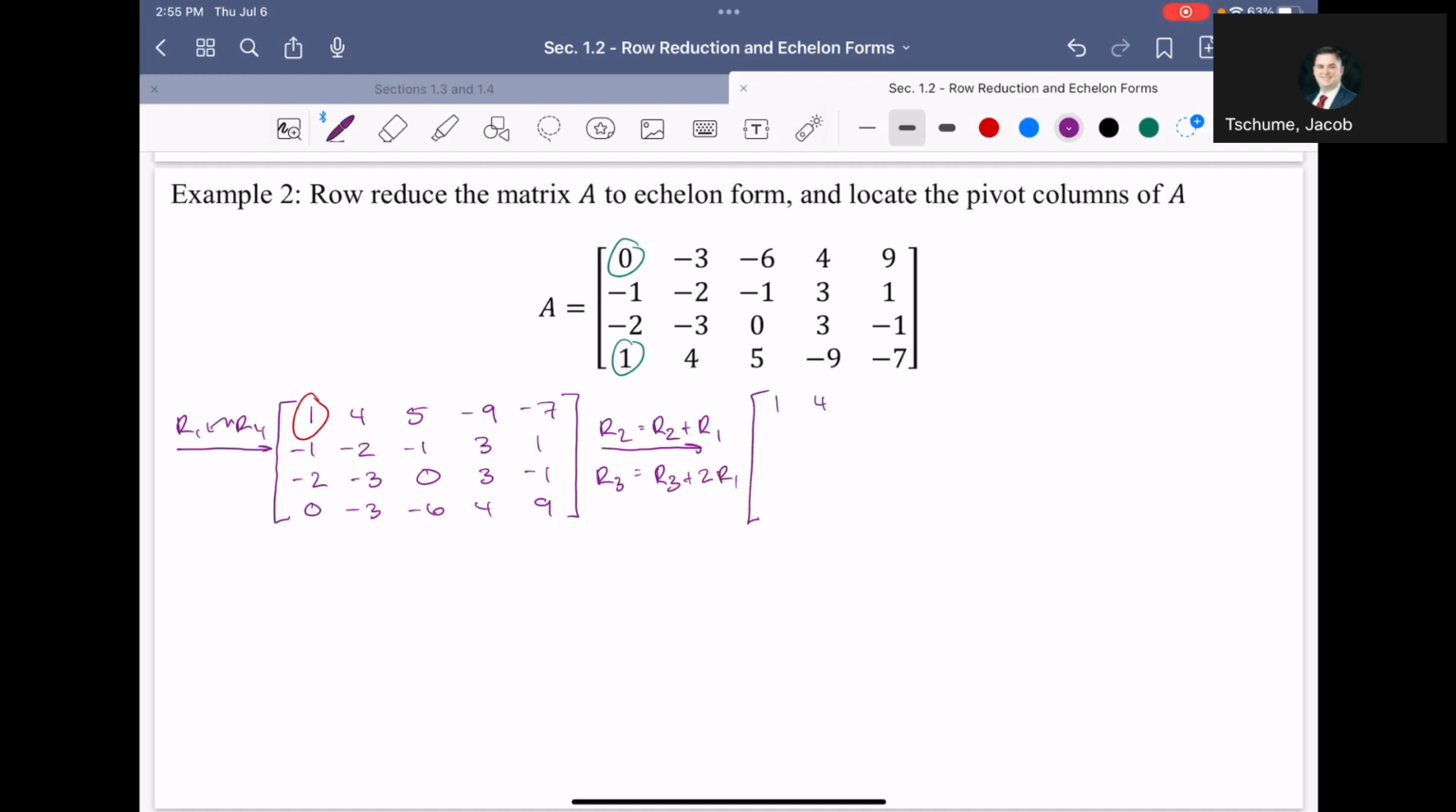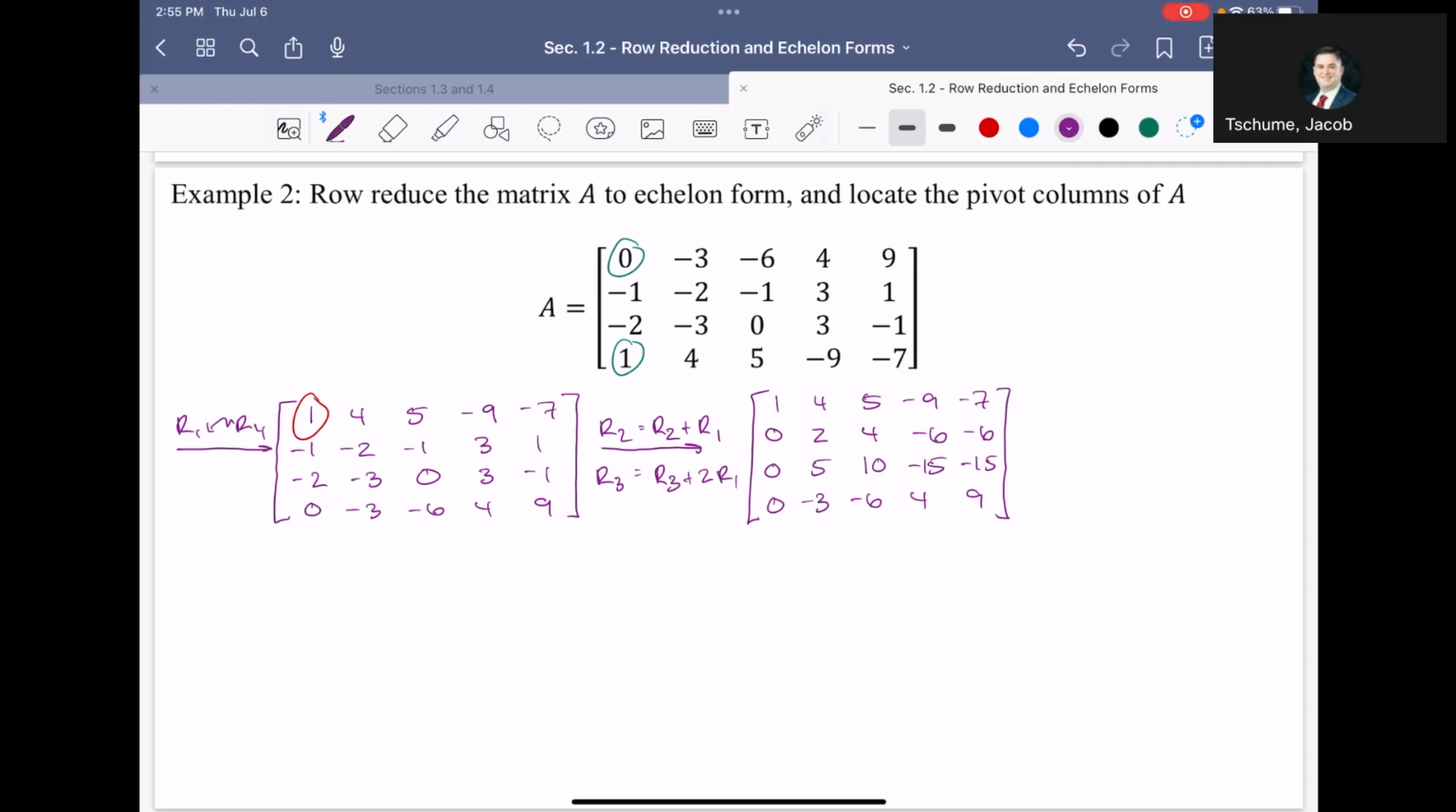So row 1 remains the same. Row 4 remains the same because that's already good enough for us. And so row 2, if I add the numbers right above it, you will have 0, 2, 4, -6, and -6. If I take row 3, double the top row and add it to it, you should get 0. -3 plus 8 is 5. 0 plus 10 is 10. 3 minus 18 is -15. And -1 minus 14 is -15.